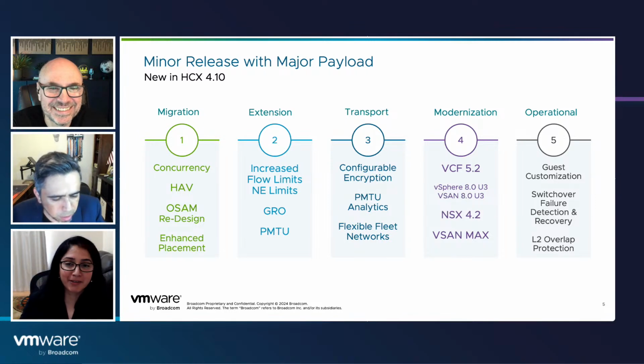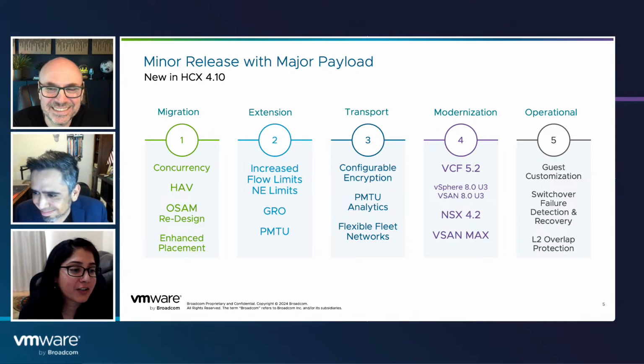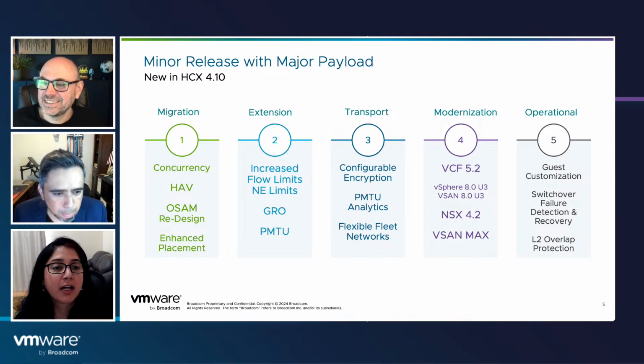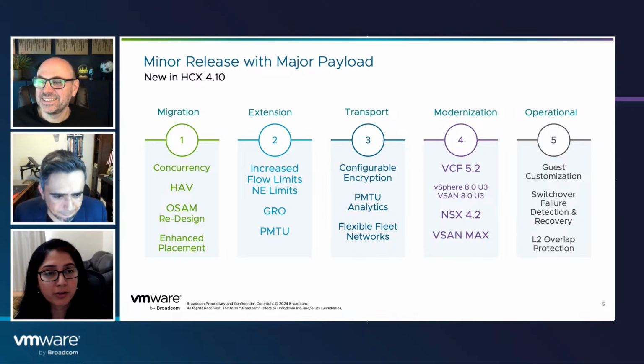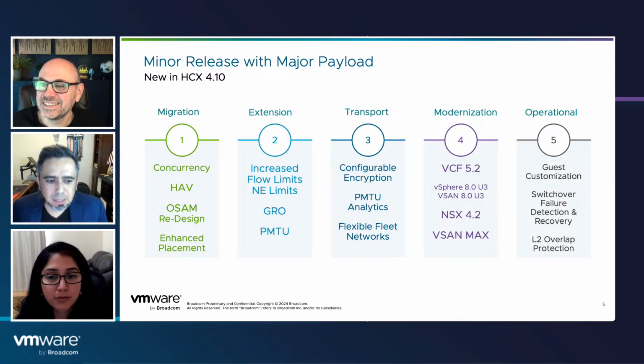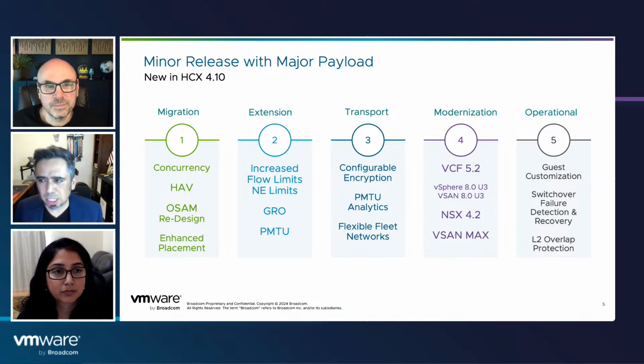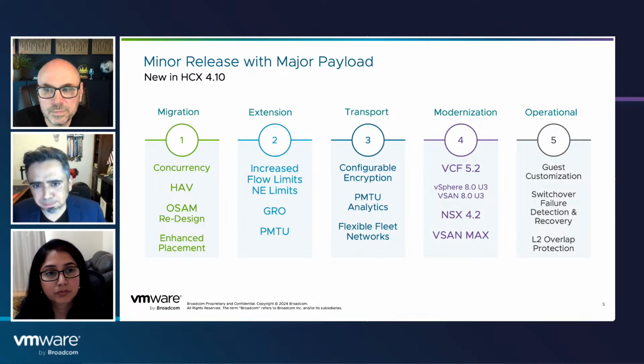Let's see. Are there any more? I see Jonathan making an observation about avoiding double encapsulation when you have the configurable transport encryption. That's a good observation. Especially on the network extension side, we've had customers who love the service, but within a VLAN they needed to support more bandwidth per flow, so we tackled those limitations in this release.